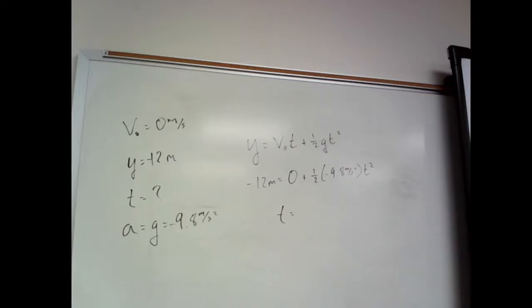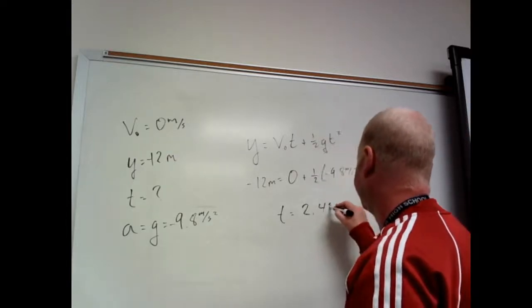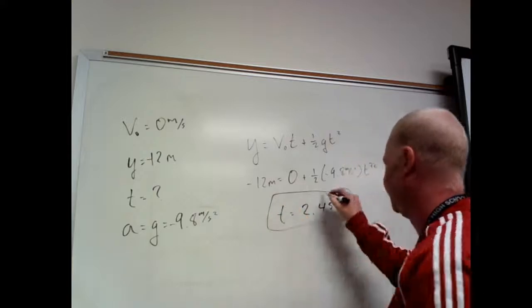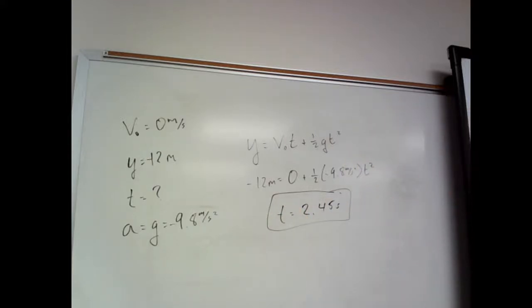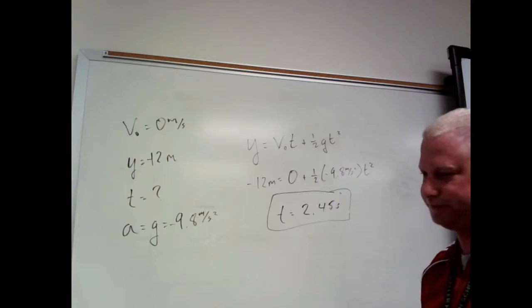12 divided by 4.9, and you get 2.45 seconds. Box your answer. And again, make sure you've got units in your final answer, otherwise it's an incorrect answer.